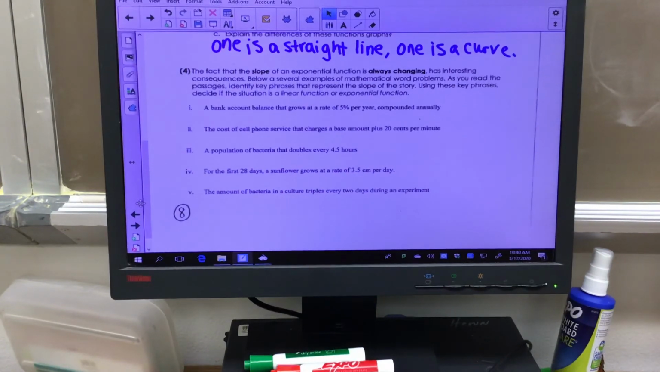It told me my rate is 5%. So let's dig in our memory banks to last year. The only thing we can do with percents is multiply. If we multiply, are we exponential or are we linear? If we multiply, we are exponential.